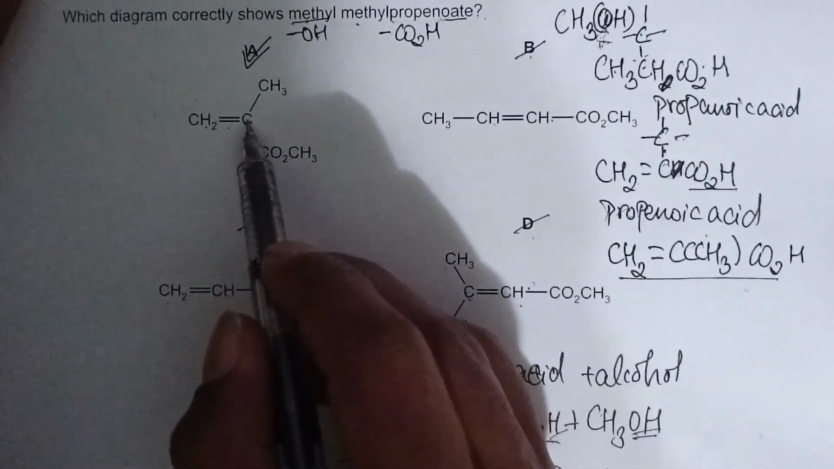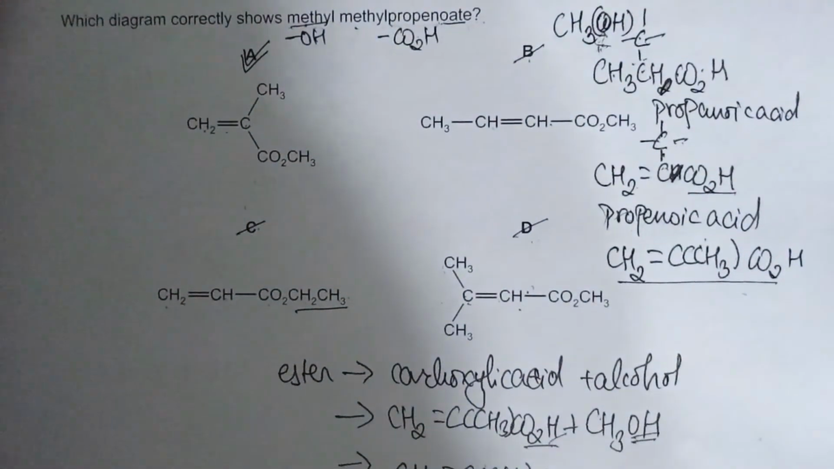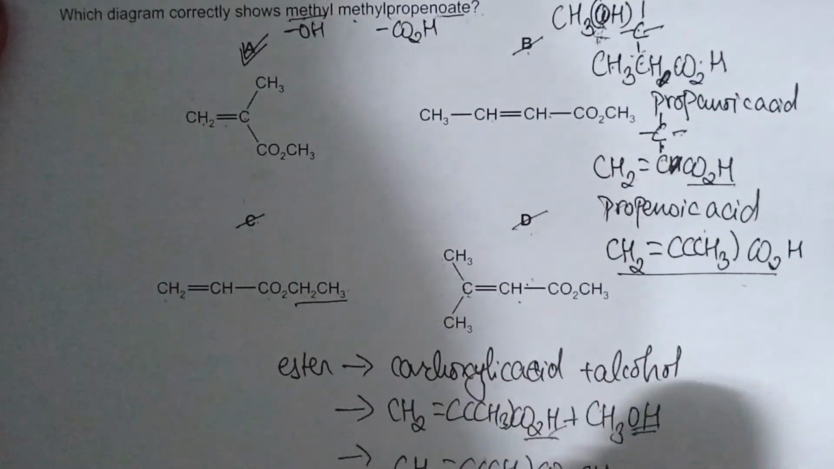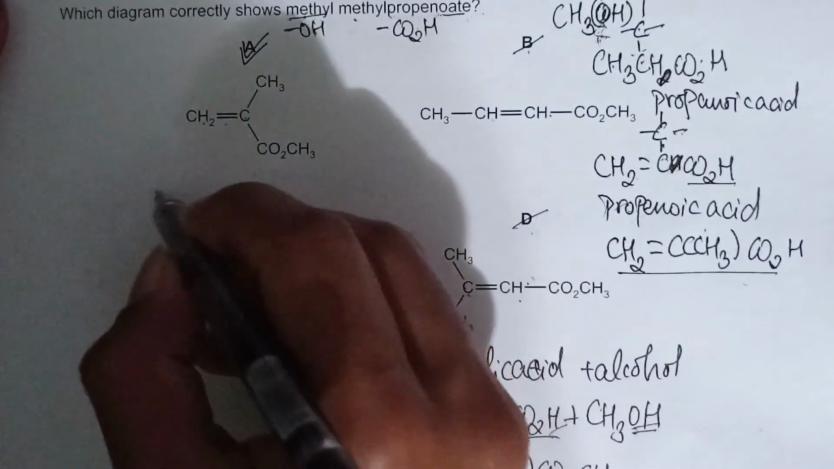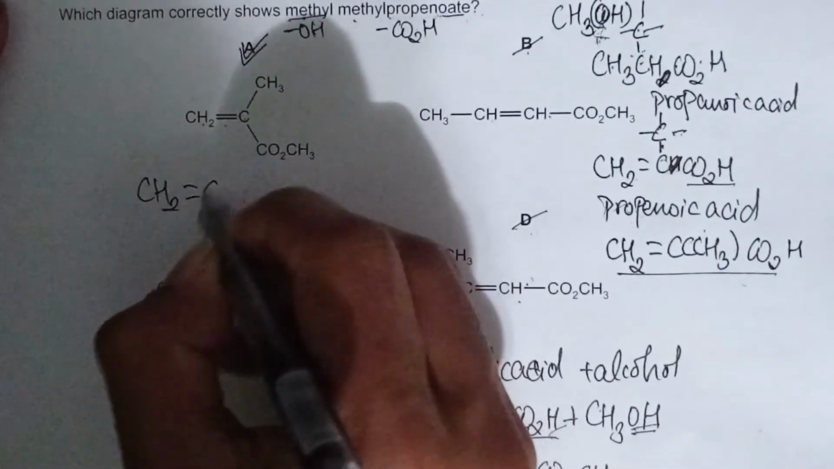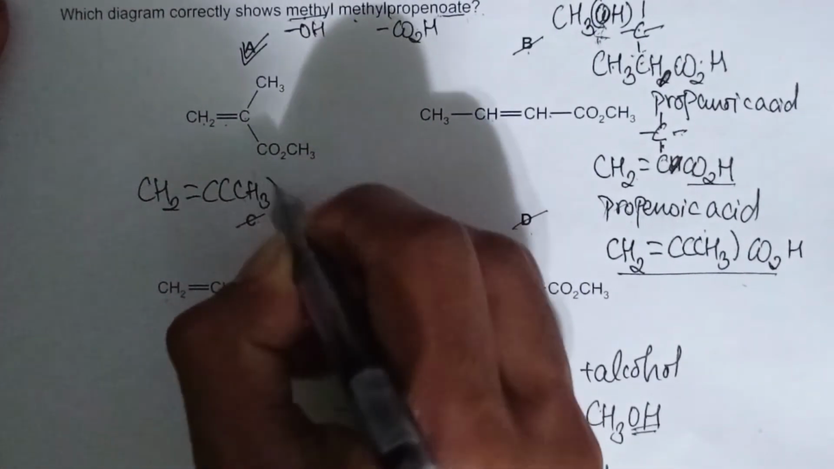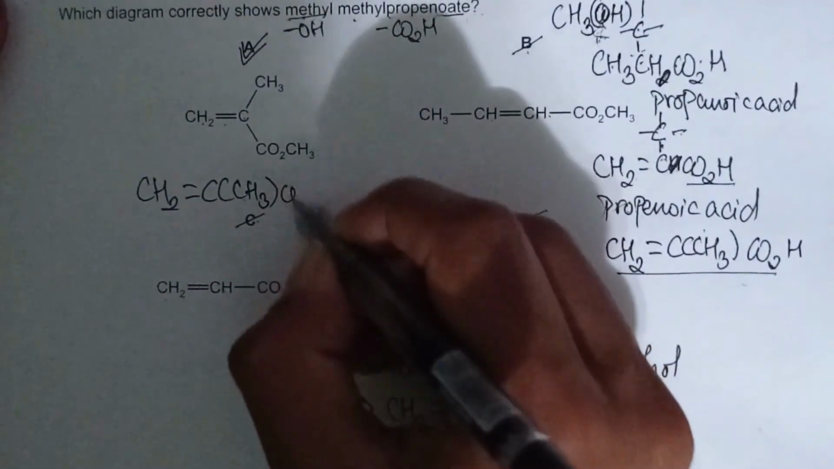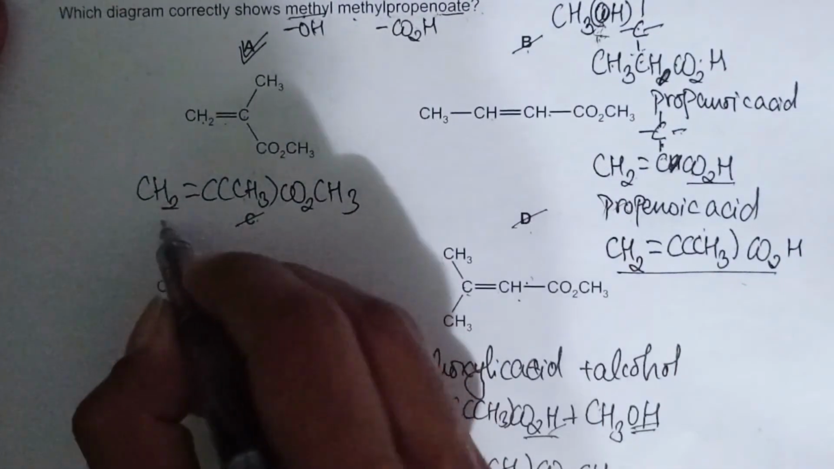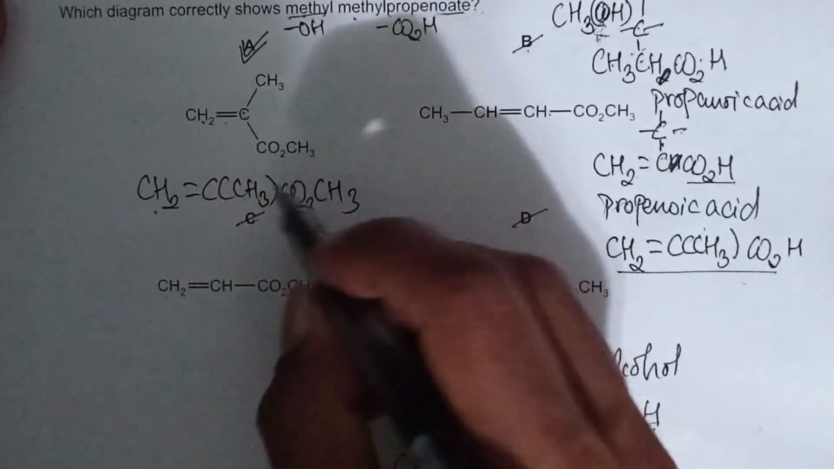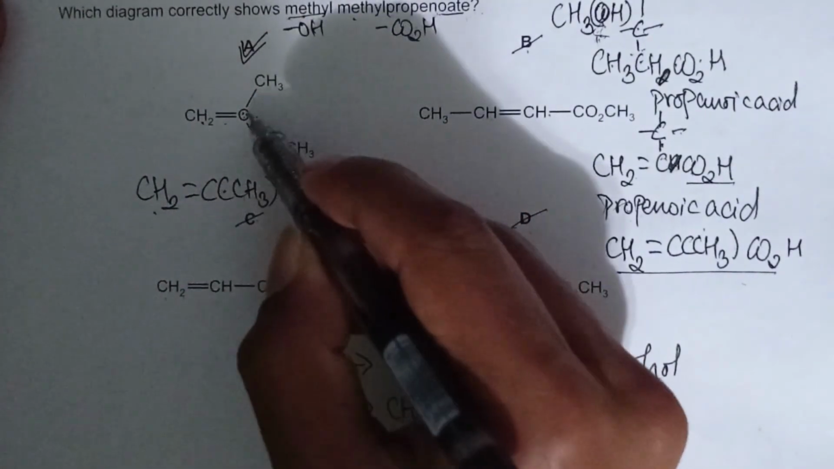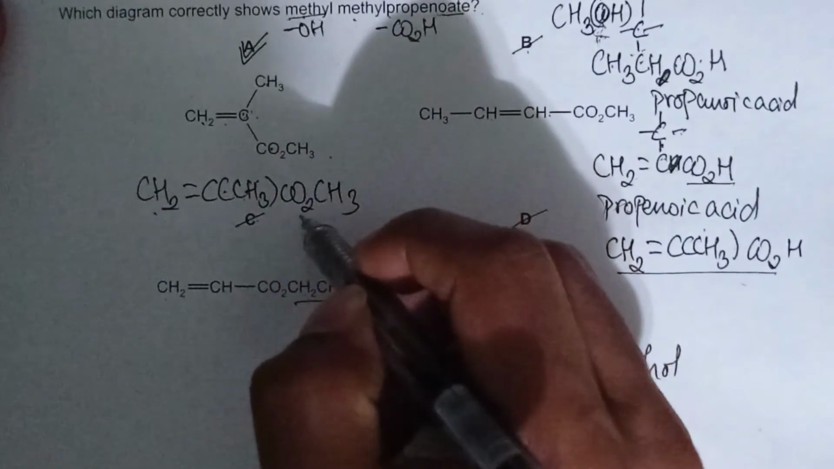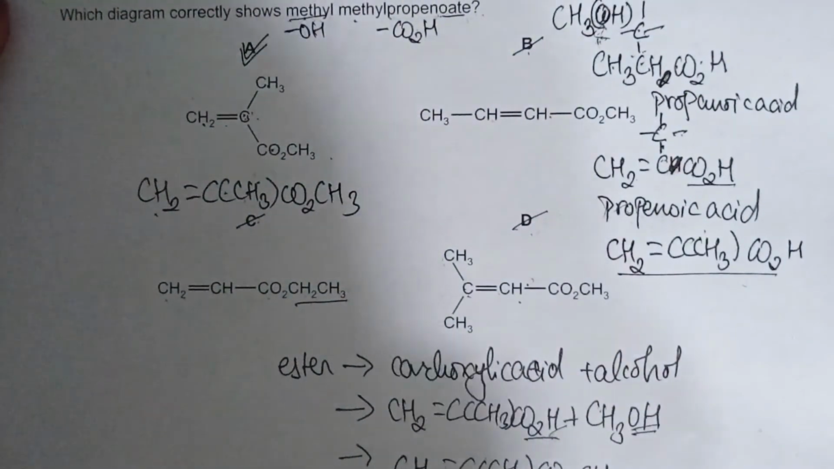CH2=C(CH3). I'll copy the structure of our final answer, which is CH2=C(CH3)CO2CH3, and this matches option A. So this verifies that option A is our correct answer.